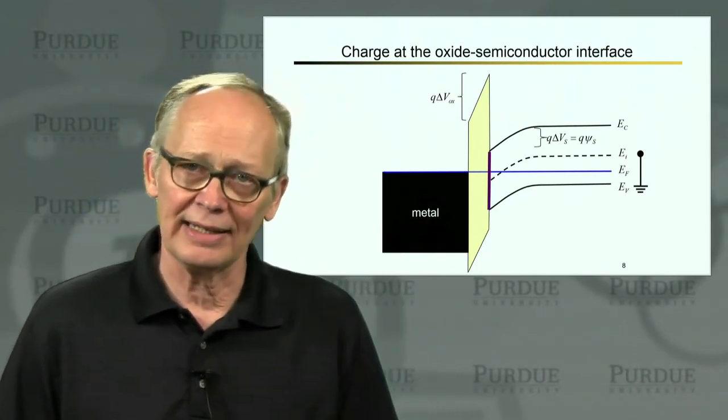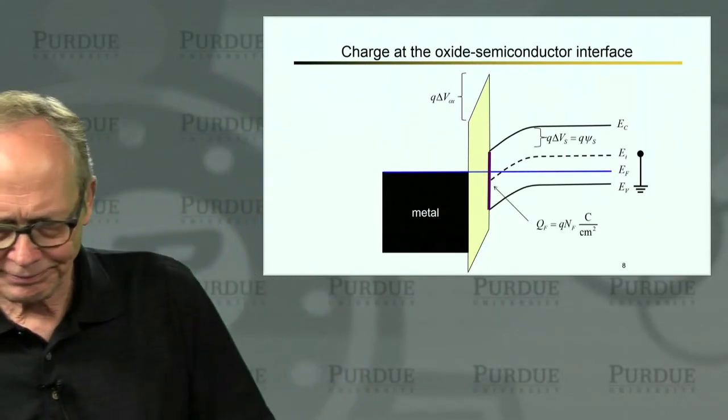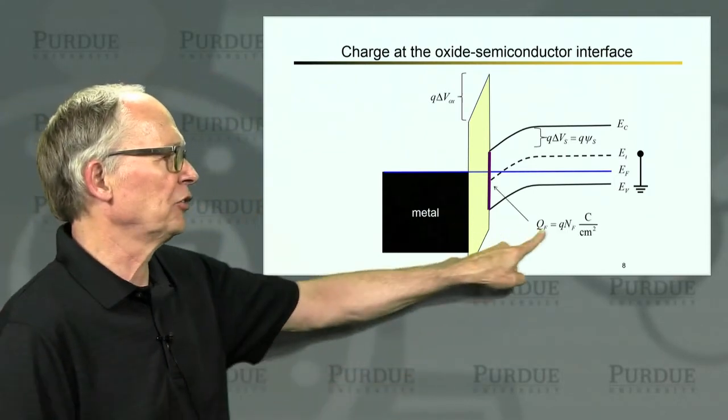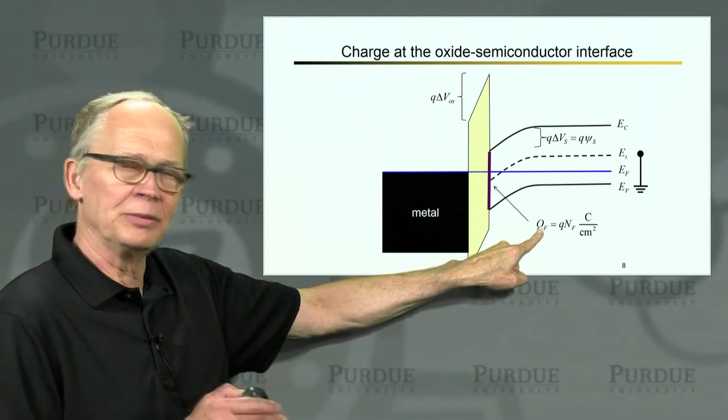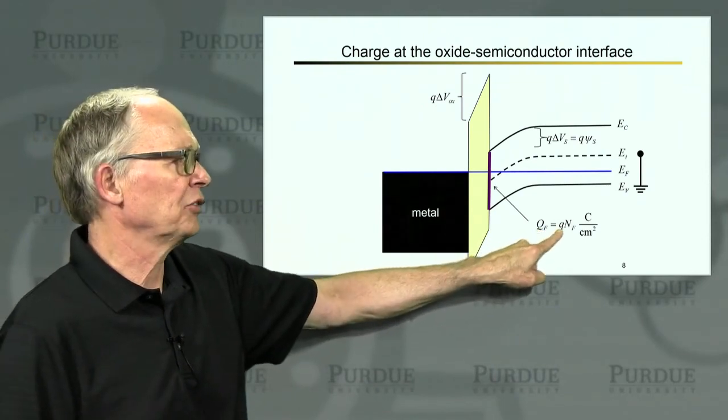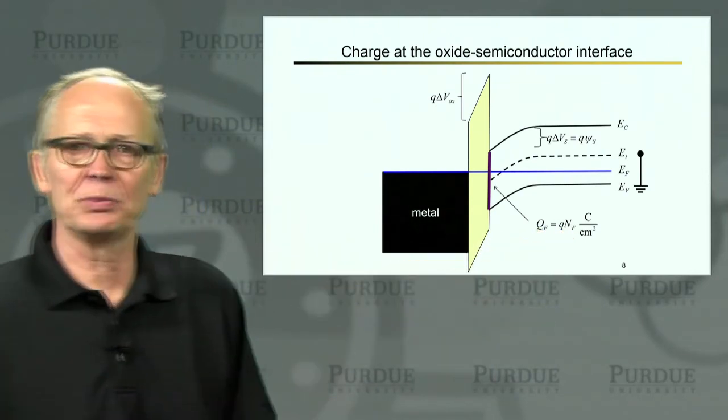What effect would that have on the flatband voltage? So we're going to assume that there is some charge per square centimeter in a sheet. We'll write it as Q times the number of charges per square centimeter.